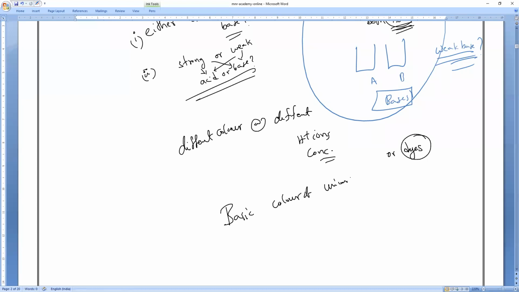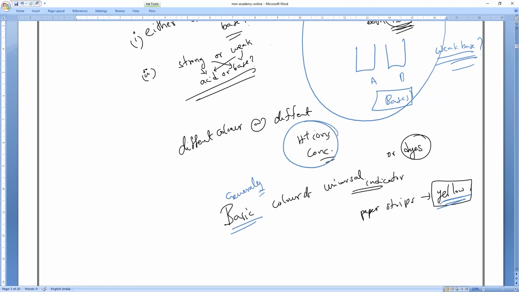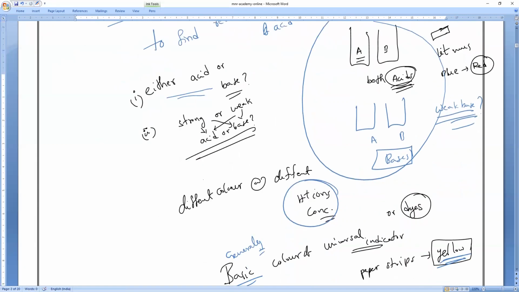So that is the basic color of universal indicator. They are also like paper strips, which are present in yellow color. What is the basic color of universal indicator, everybody? Generally, the universal indicator is available in what color? Yellow color. Based upon the H plus ion concentration, it will show different colors. And with that, we can identify first, whether it is acid or base, and second, whether it is a strong acid or weak acid or strong base or weak base. Clear, all of you? Understood or not?